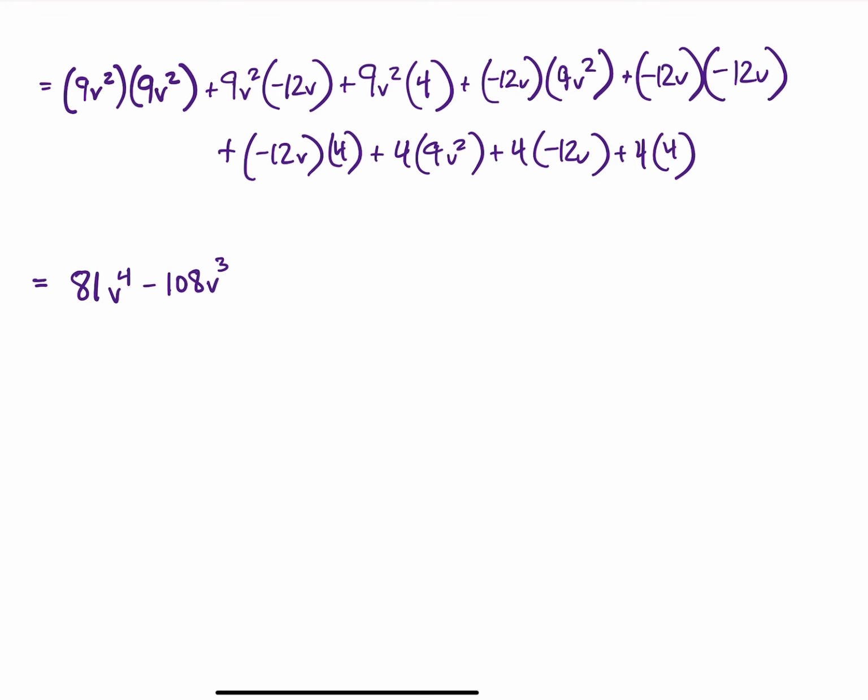Plus 9v squared times 4. So 9 times 4 will give us 36. And we have our v squared. Then notice we'll get another minus 108v cubed. So we get another one of those. Then negative 12 times negative 12 will give us plus 144. And we have v times v, so v squared.